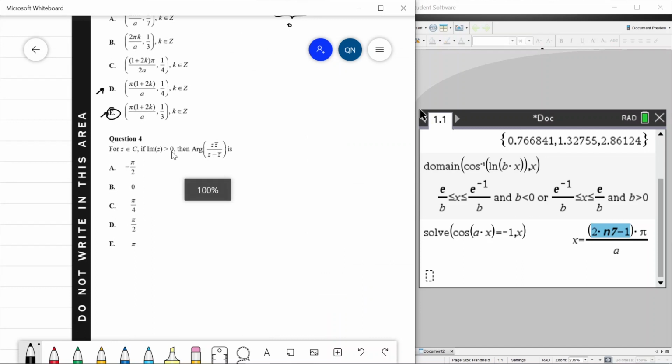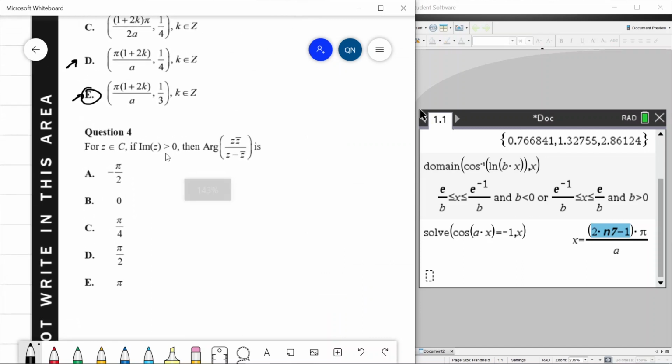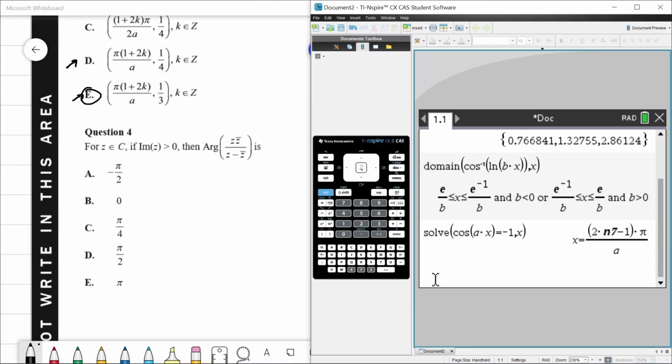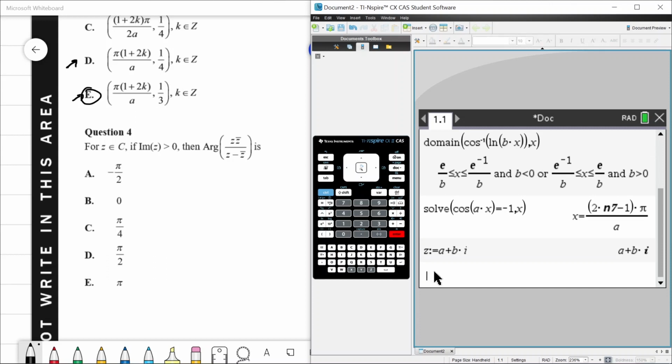So question 4, z is a complex number. Imaginary part of z is greater than 0. Arg of this conjugate mess. What is that? Well, whenever you're dealing with conjugates, a nice thing you can do is define, for example, z to be equal to a plus b times i. Now what we can do is, for arg, you can just type in angle. Now angle, that's basically the arg, it's the principal argument on the CAS, so between minus pi and pi.